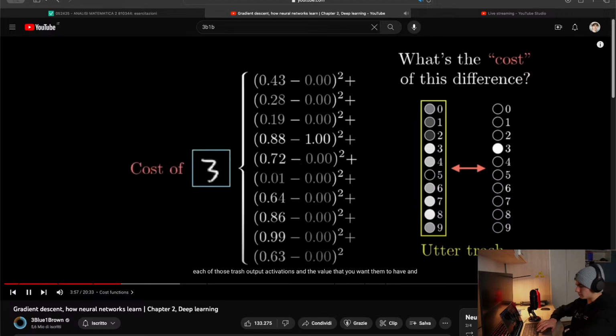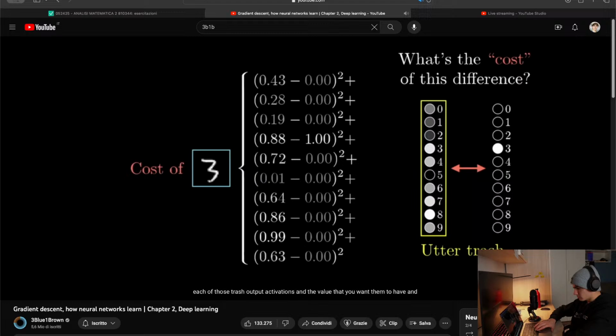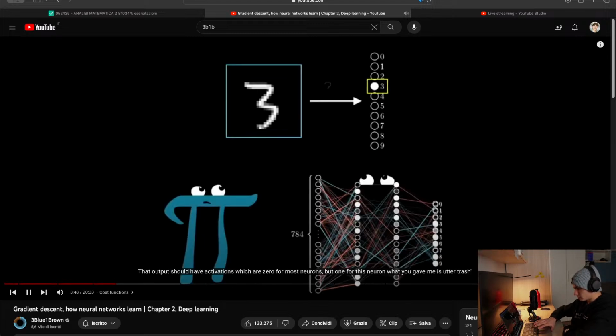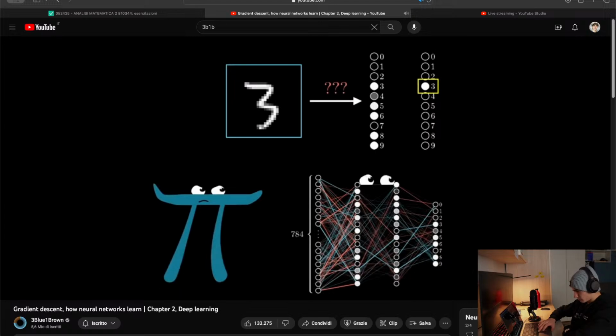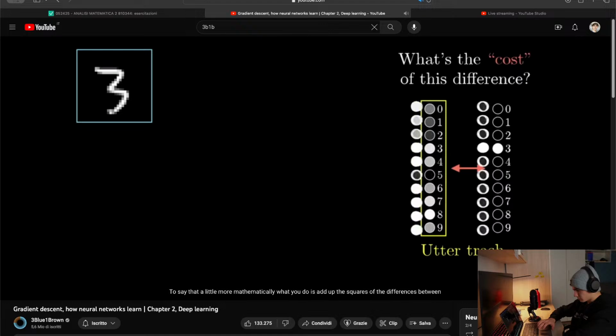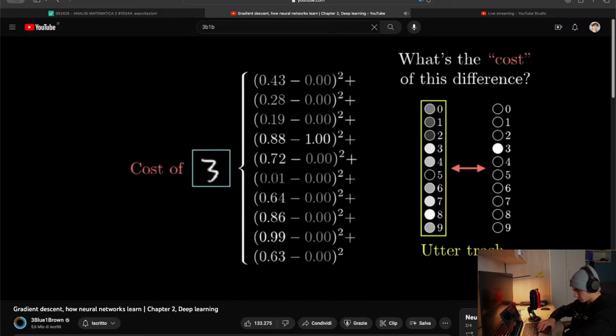Allora, the same ones, but 1 for this neuron. What you gave me is utter trash. To say that a little more mathematically, what you do is add up the squares of the differences between each of those trash output activations and the value that you want them to have.